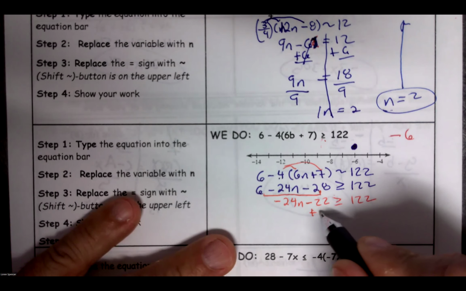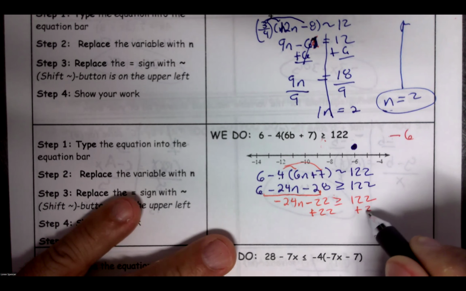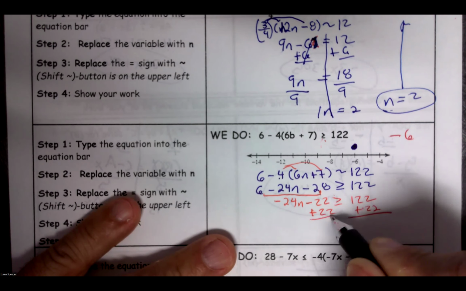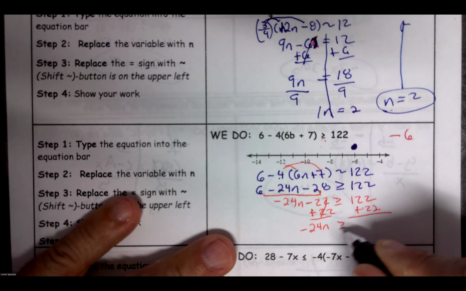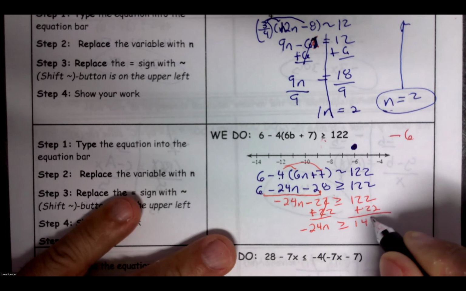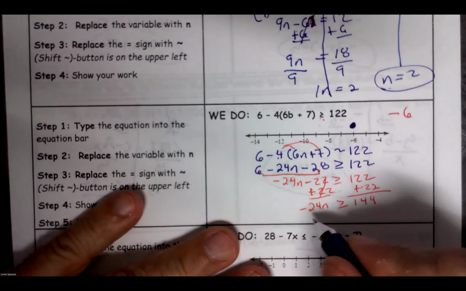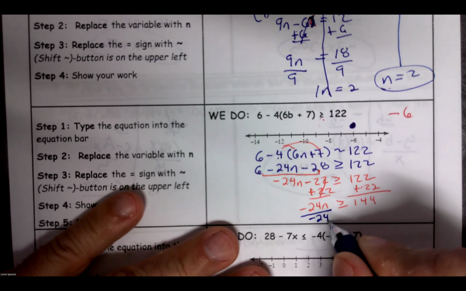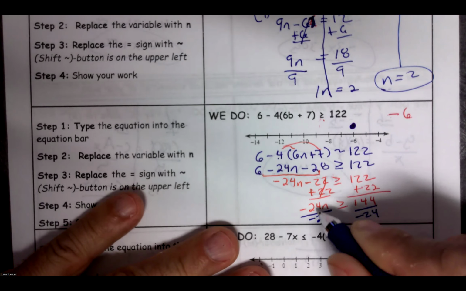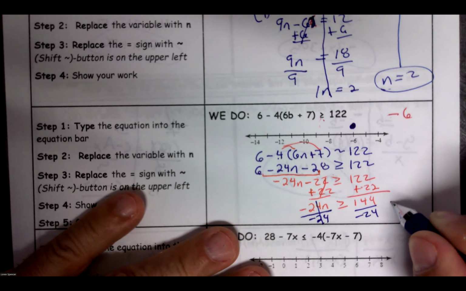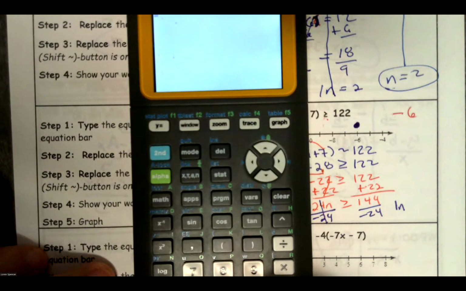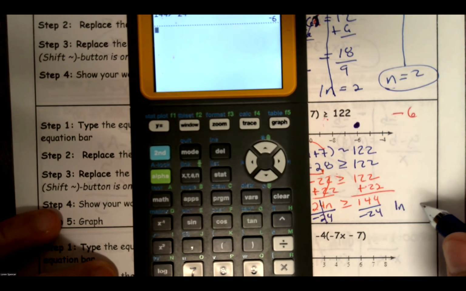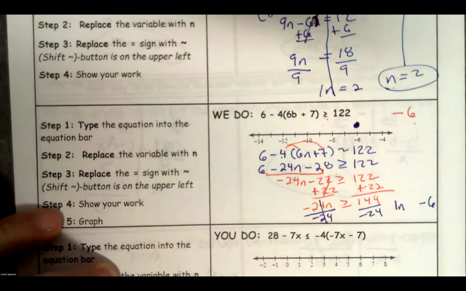I need to add 22 to both sides. This becomes 0, and now I have negative 24n is greater than or equal to 144. All right, at this point, I'm going to divide by negative. We have to be really careful about this. First off, that becomes 1n. And 144 divided by negative 24 becomes negative 6. So when 1n, we know it's negative 6. That matches. So we've done our math right.